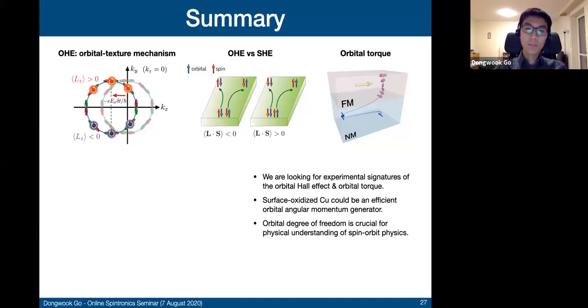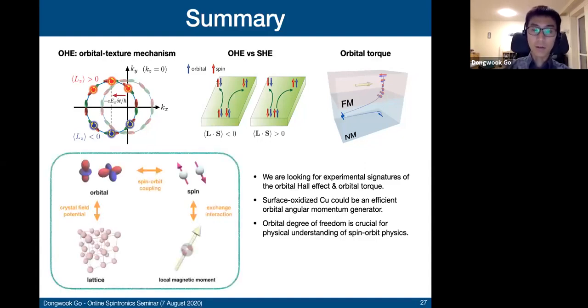So most of all, the orbital degree of freedom is not just a different topic from spintronics, but a very important degree of freedom for understanding spin-orbit physics at a more fundamental level. If there is only one picture that I want you to remember after this talk, it's this one on the bottom left. If you remember how the orbital mediates its interaction with the lattice and spin, then I think you got most of the message.